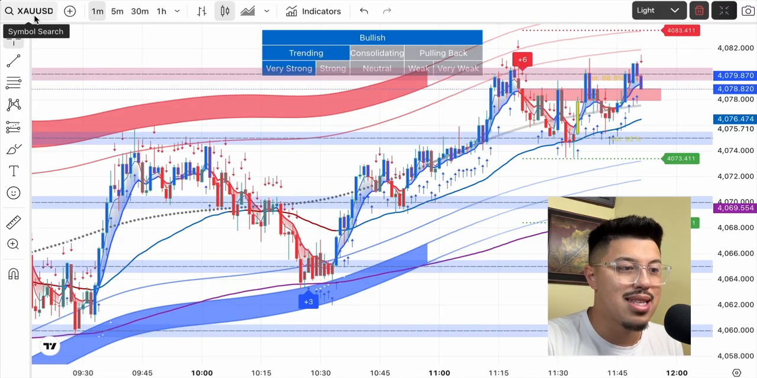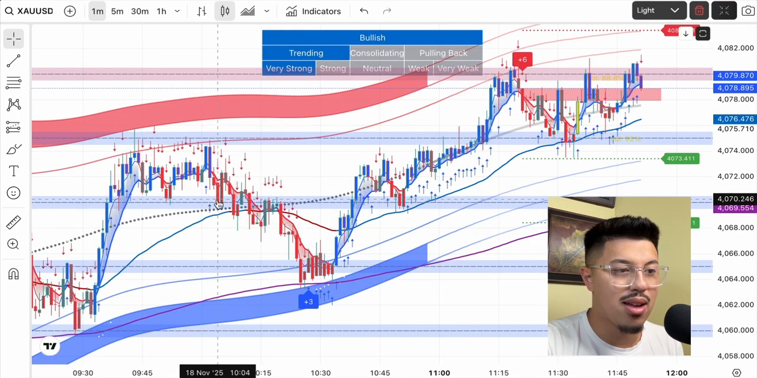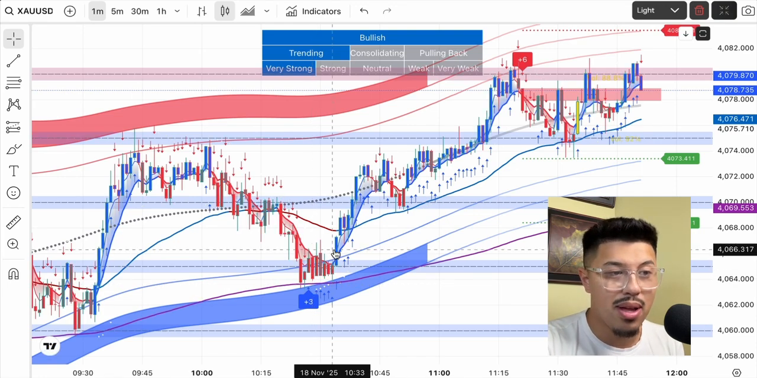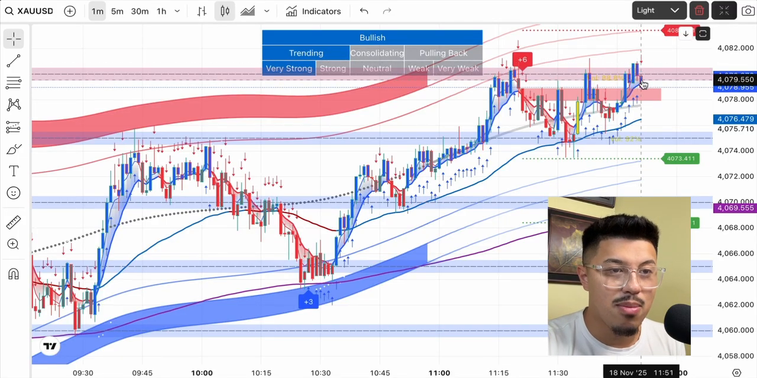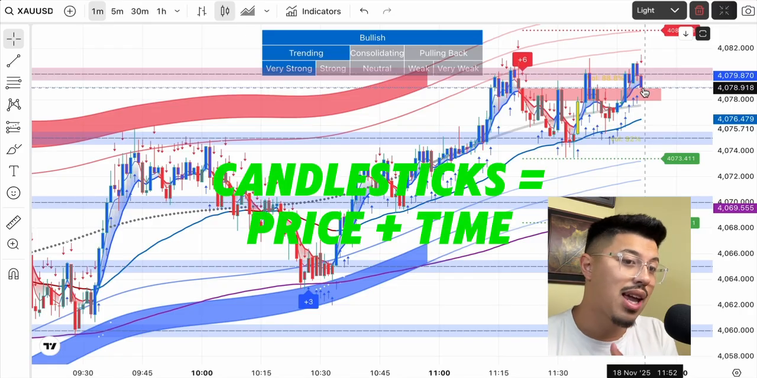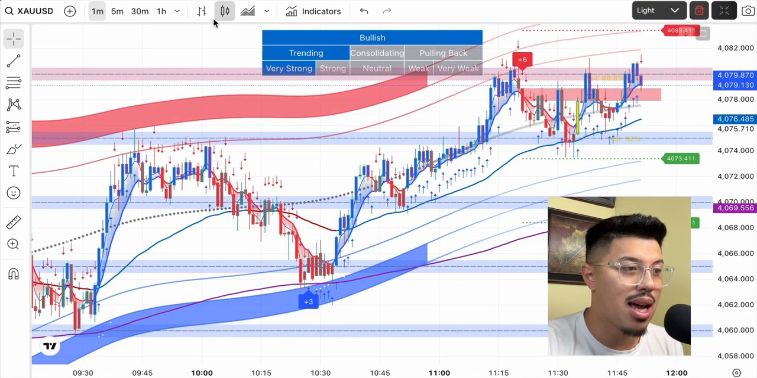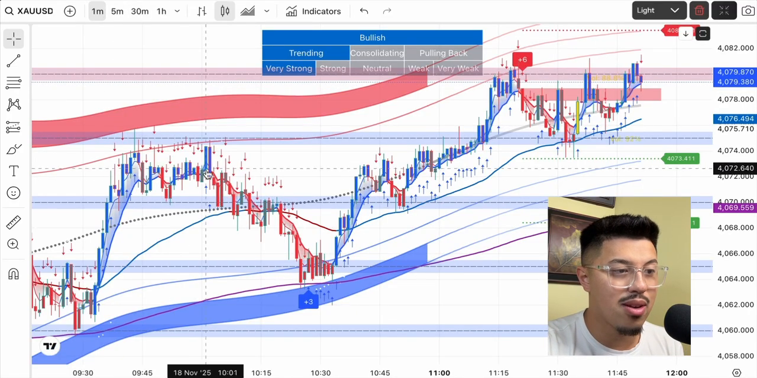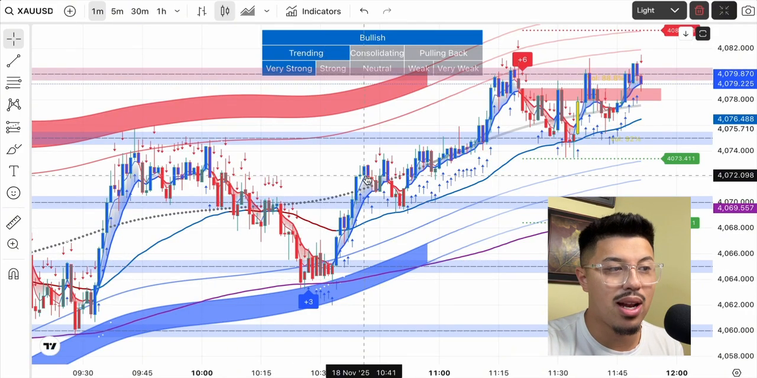Now, next, these are called candlesticks. You can see as these red candles are going down, that's the price of gold going down. As these blue candles are going up, that's the price of gold going up. You can see the current price right now, 4079. You can see the last few minutes, price went down. So you're looking at price and time. I say price because you can see the current price right now, but also time because we're on the 1 minute time frame, and each one of these candles represents 1 minute that the price went down or 1 minute that the price went up.